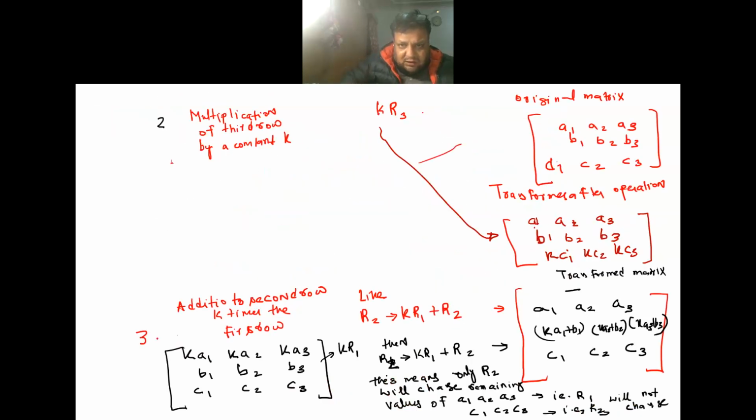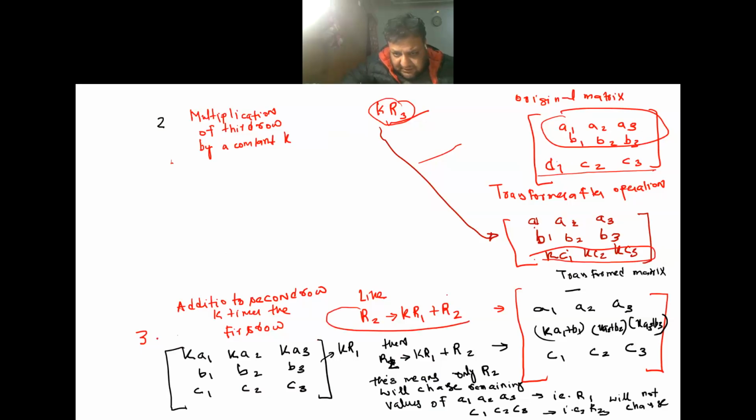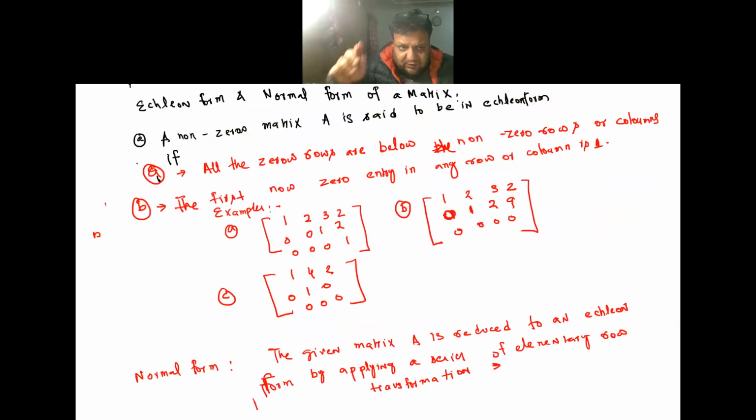Another is simply multiplying the original matrix by K, that is K R3. When you multiply a particular row, the other values don't change; they remain the same. So the only change will happen here. Another one is K R1 plus R2. The very important point to be noted here is that though you multiply this scalar with R1, R1 and R3 will not change. Only R2 will change. So this is how we do a matrix transformation.